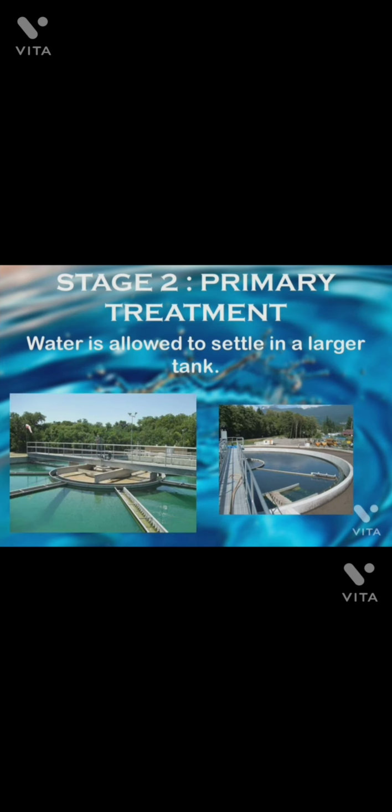Then the water moves on to the next stage, primary treatment. Here, the water is allowed to settle in a larger tank. This tank is slightly sloped to the bottom so that the solid wastes can settle well. This solid waste is removed with a scraper. The settled solids are called sludge. A skimmer removes the floatable solids like oil and grease. Now the water is called clarified water.